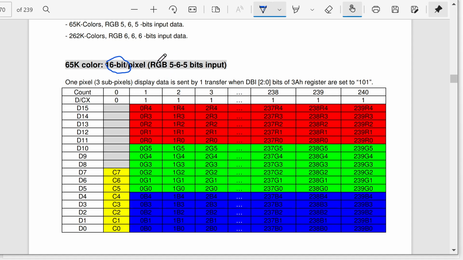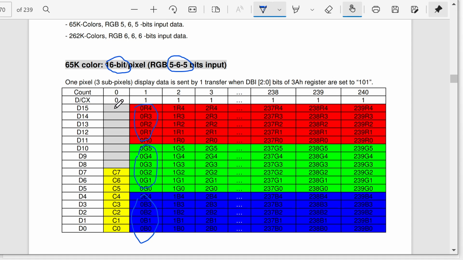So we use the RGB565 format. The meaning is we use 5 bits for red, 6 bits for green, and 5 bits for blue. So this part is 5 bits, and this part is 6 bits, and this part is the 5-bit blue. This is blue, green, and red. And this is the lowest bit, data 0. And this is the highest bit, data 15.